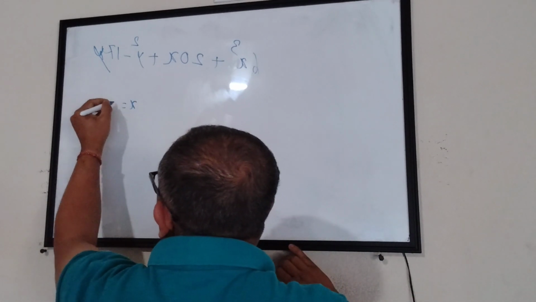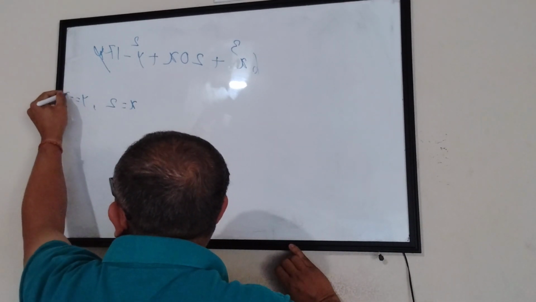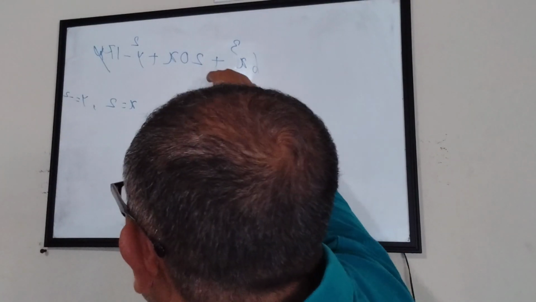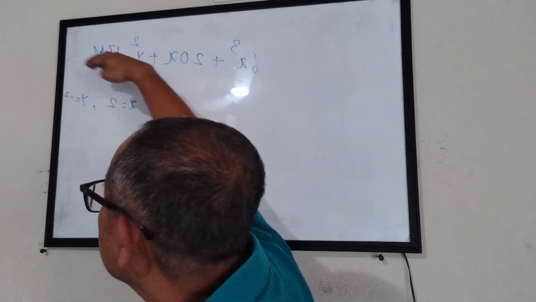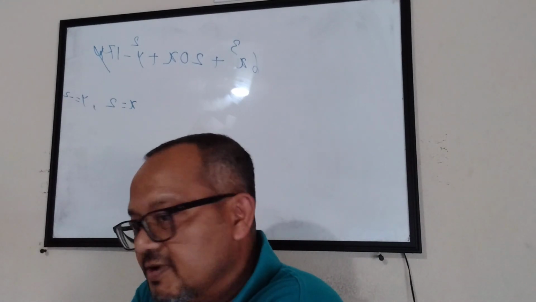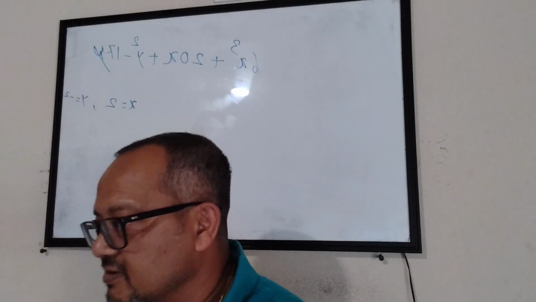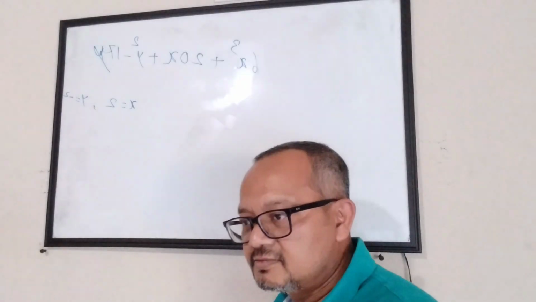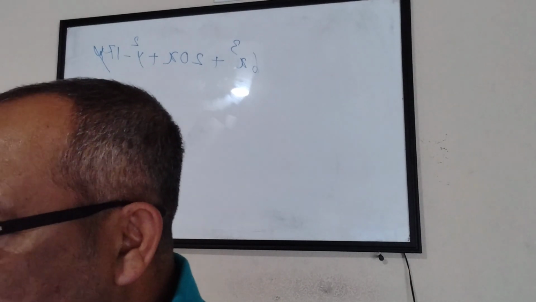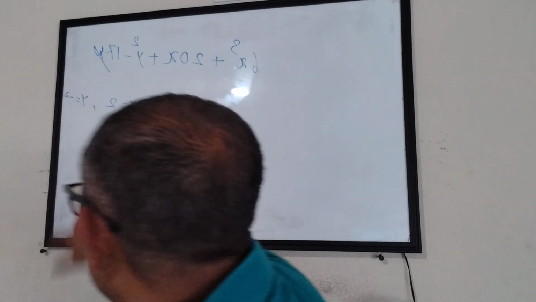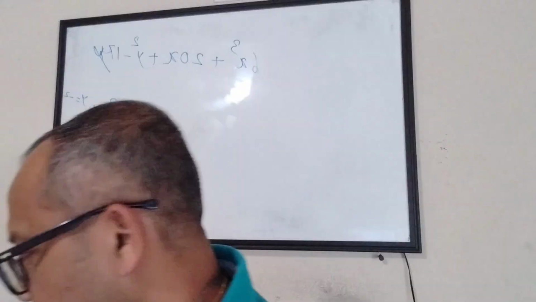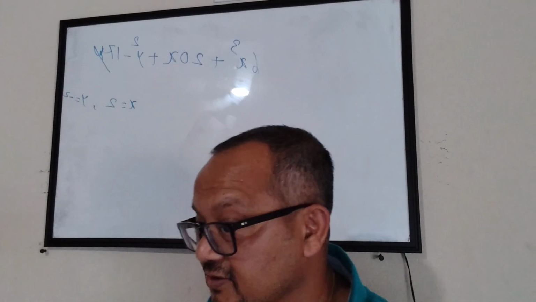Evaluate this for x equals 2 and y equals minus 2. So 6x cubed plus 20x plus y square minus 17y. Evaluate this expression for x equals 2 and y equals minus 2. X equals 2 and y equals minus 2. This is not a difficult question, but this is still a trick question.